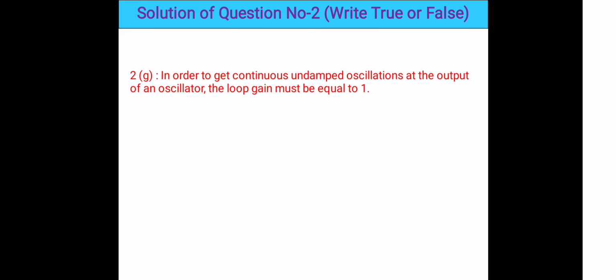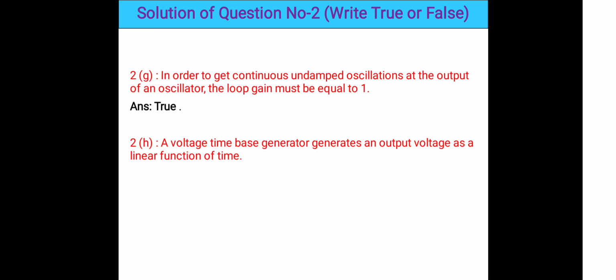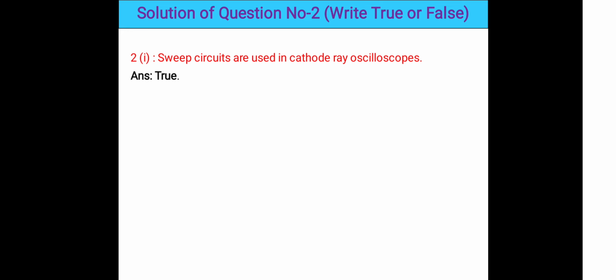Next question is, in order to get continuous undamped oscillations in the output of the oscillators, the loop gain must be equal to 1. This statement is true, because as per the Barkhausen criterion, the loop gain must be equal to 1. A voltage time base generator generates an output voltage as a linear function of time. This statement is true. Sweep circuits are used in cathode ray oscilloscopes. This statement is also true.